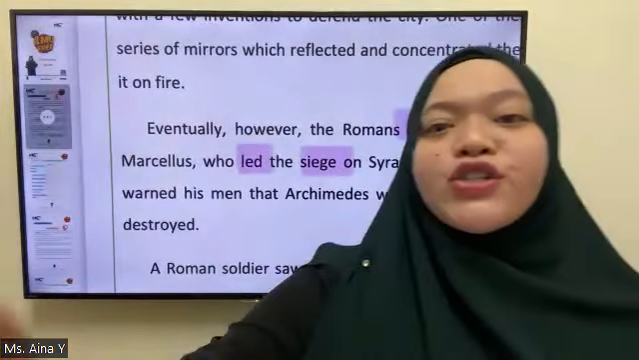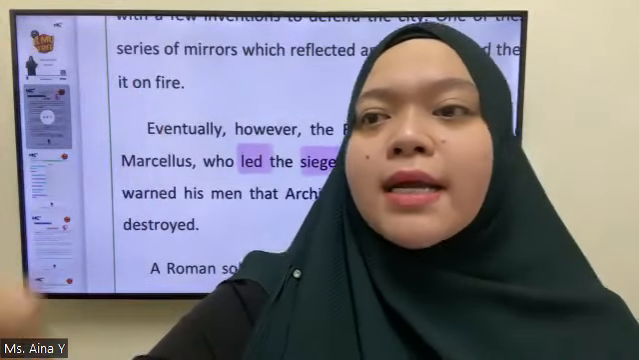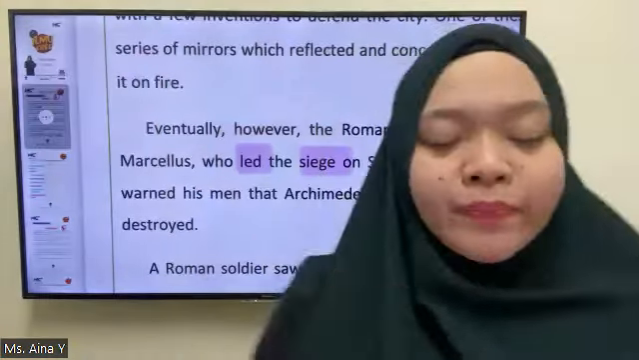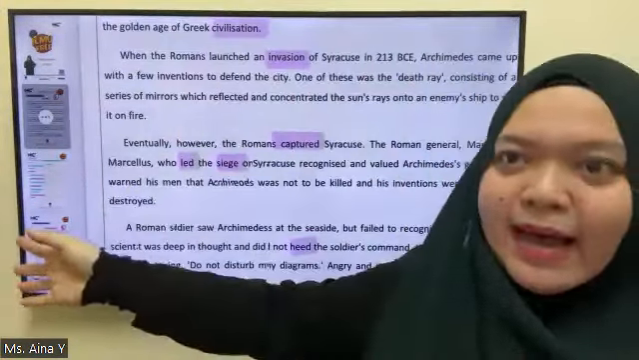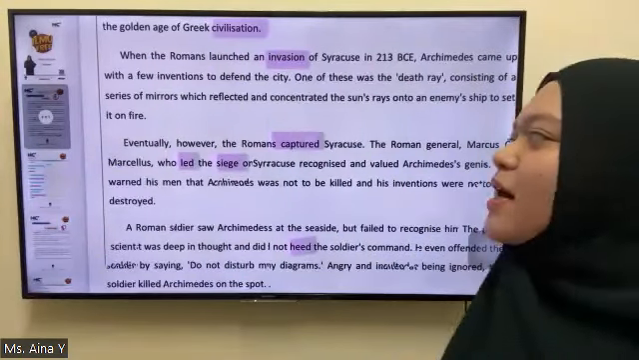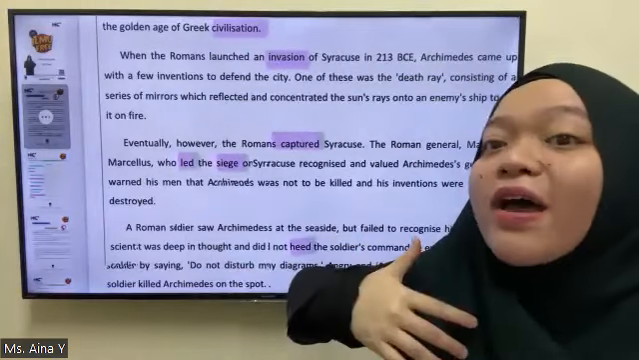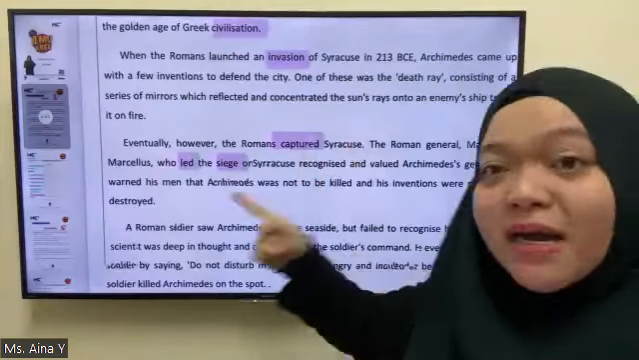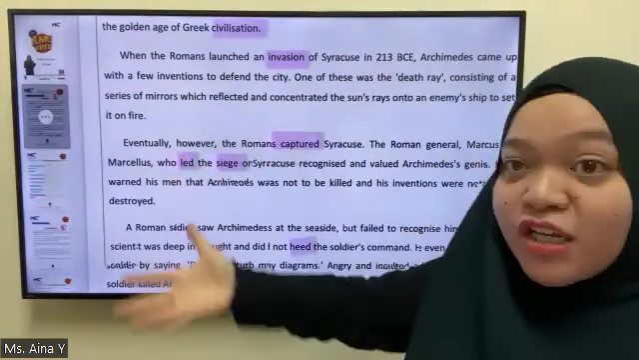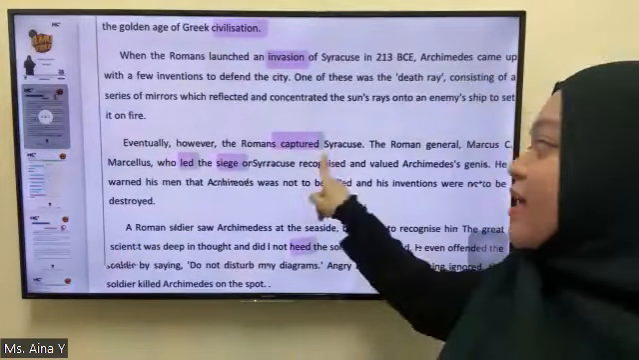Yes, all right. Good job. Thank you, Aiman. All right, so in this paragraph, what does it talk about? So, this continues the story. Remember, the Romans were trying to take over Syracuse. Diorang cuba untuk menawan Syracuse tu. Eventually, they managed to do that. Mereka berjaya buat benda tu. Okay, mereka berjaya menawan Syracuse.